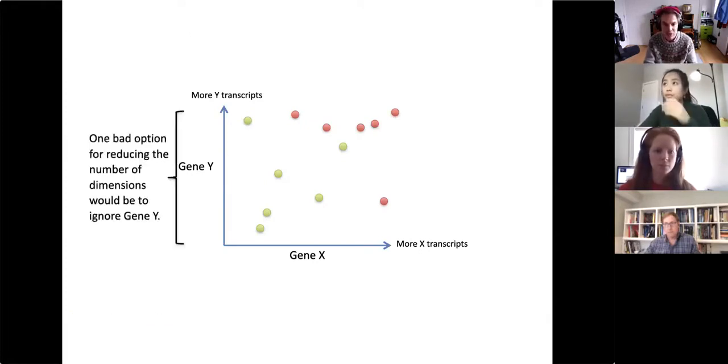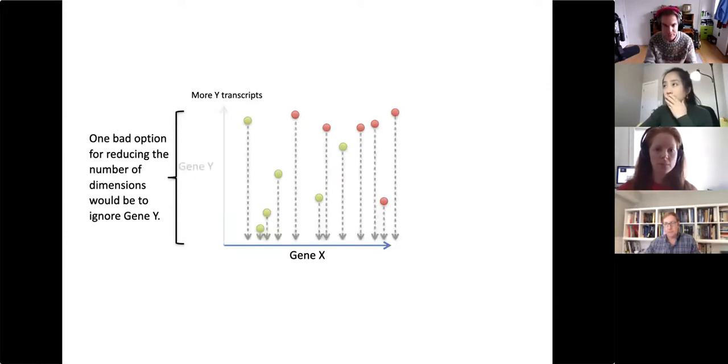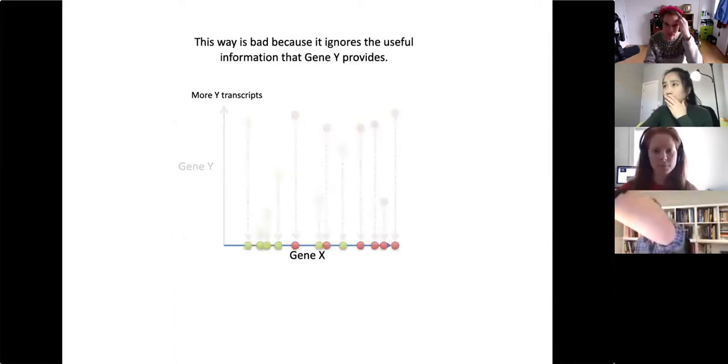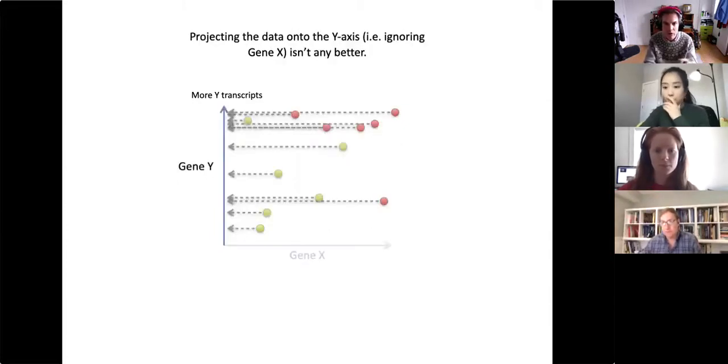One bad option for reducing the number of dimensions would be to ignore gene Y. When we do that, we just project all of the data down onto the x-axis. This is bad because it ignores the useful information that gene Y provides. Projecting the data on the y-axis and ignoring gene X isn't any better. So we've reduced the dimensions from 2 to 1, but we've done it in a terrible way that is not helpful at all.